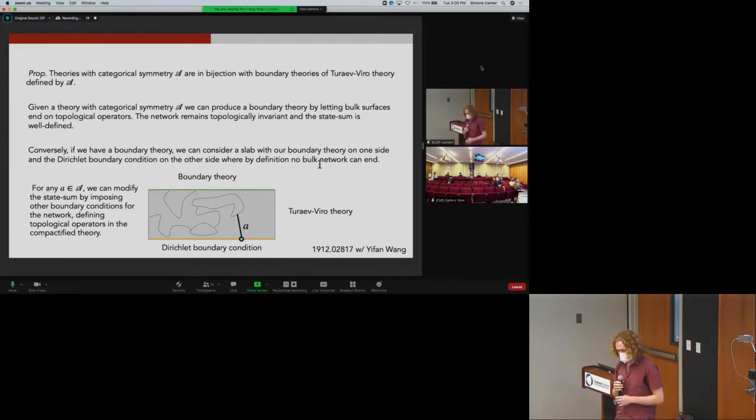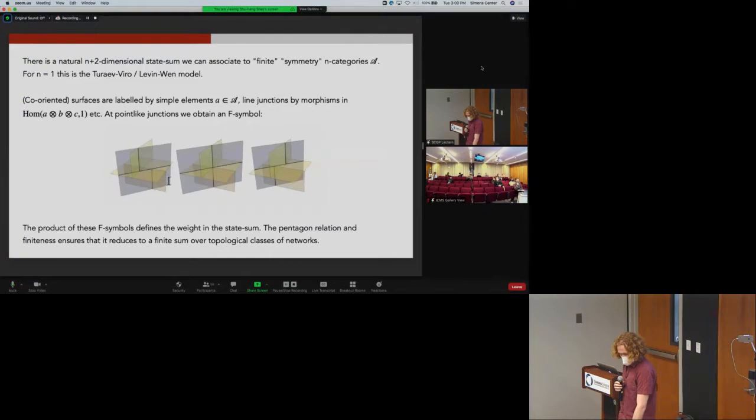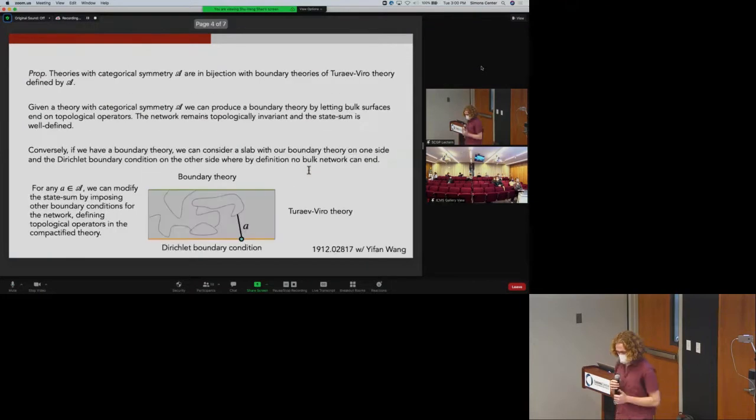So if we have a theory with the categorical symmetry, we can define a boundary theory of the state sum. All we have to do is say what happens when the surface meets the boundary. So if we go back to this picture, if the black plane is the boundary, so you can think of everything behind the plane as not existing, these surfaces are ending on these black lines, and we can just put there the topological operators that define our symmetry. And the symmetry rules of the boundary theory are also going to be given by the F symbols, and so there's no problem when this singular junction passes through the boundary. The state sum changes, but the boundary correlation function changes in an exactly compensating way. So it's a good boundary condition.